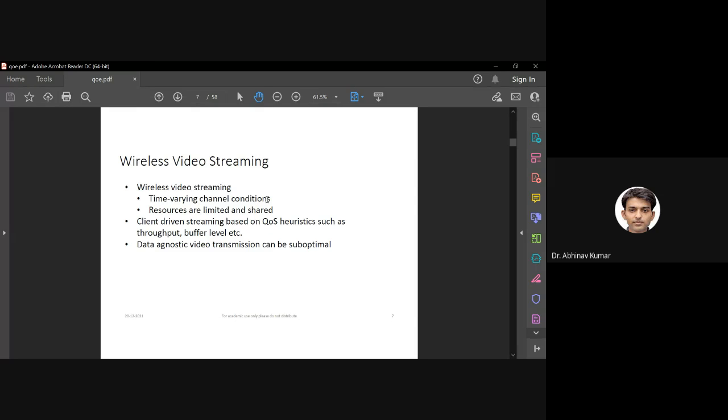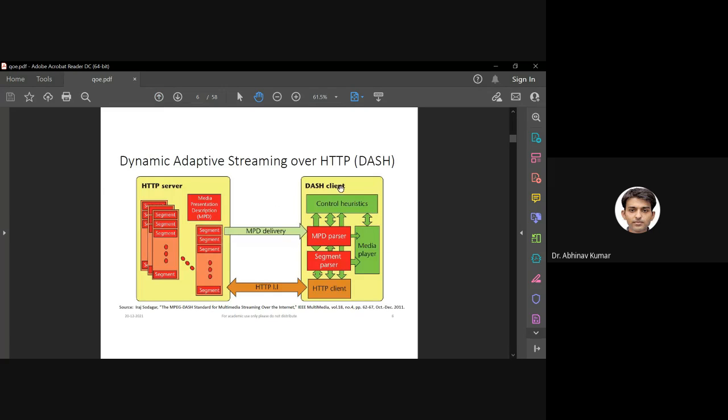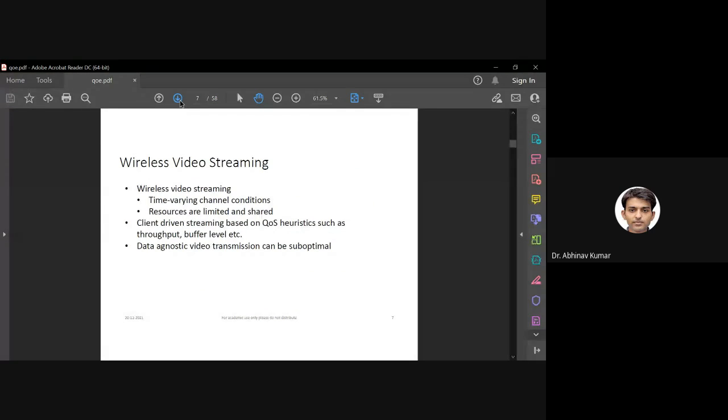Now, from a client side, if you look at client-driven streaming based on QoS heuristics, they can be based on throughput, they can be based on buffer level, they're based on delay. So those are some of the objective metrics which have already been used traditionally for client-side driven streaming. For example, a client-side DASH client tries to use these and, based on that, decide which segments to fetch. Right. So this kind of work has already been done in the literature.